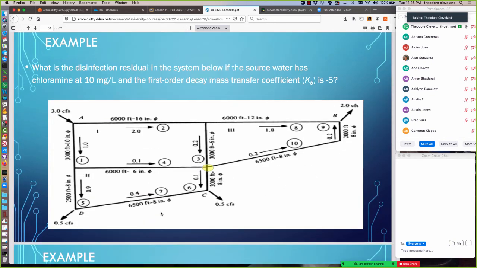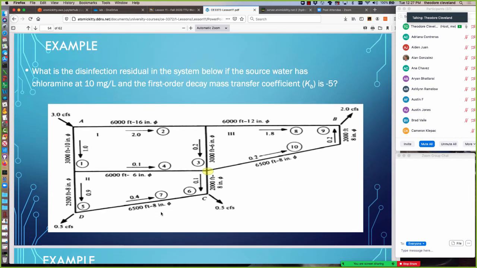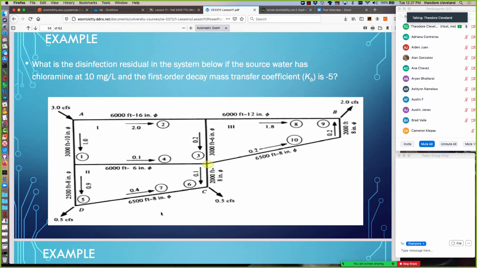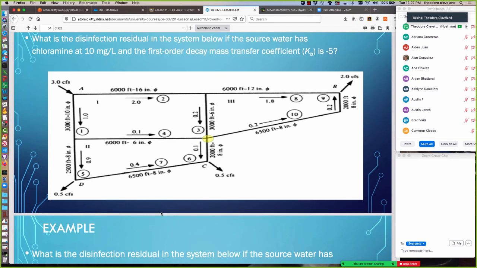So here's an example. We're out of time for today, so I will show the example and we'll pick it up next time and then move on into drainage design.